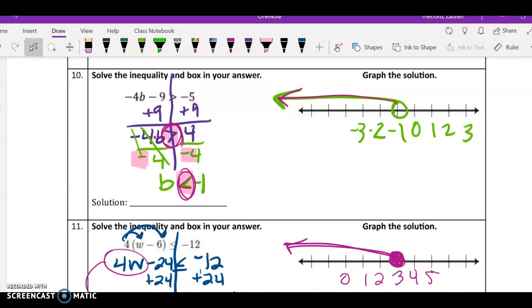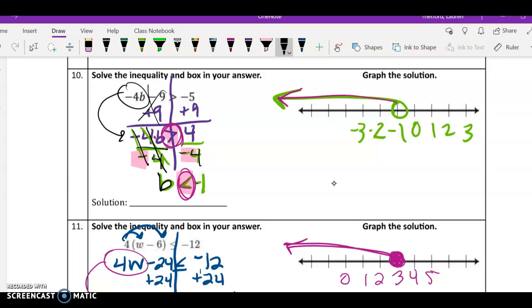All right. So number 10, solve the inequality. Right now we have -9, so we have to add 9 to both sides, because you always do addition or subtraction first. So these cancel out, and that leaves me with -4b is greater than +4, because -5 plus 9 is +4. I divide by -4 on both sides, and that cancels out my negative and my 4 on the left, leaving me with just b.